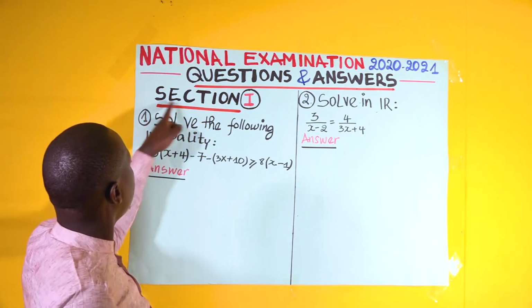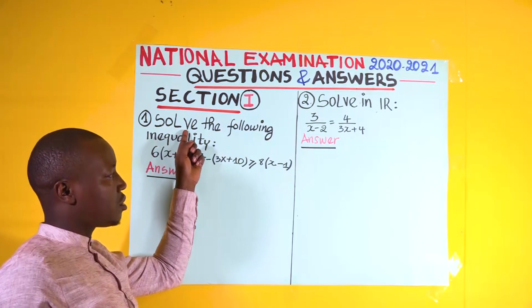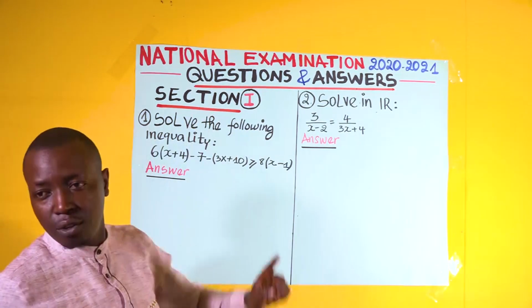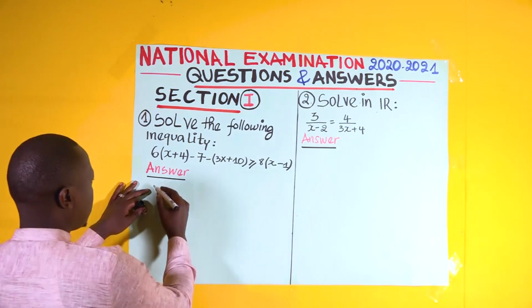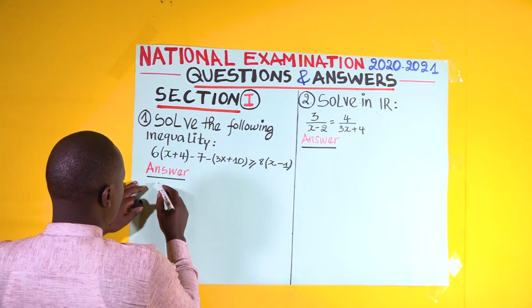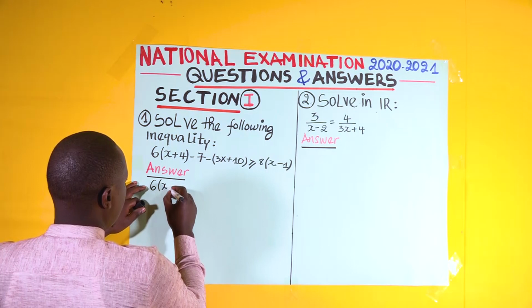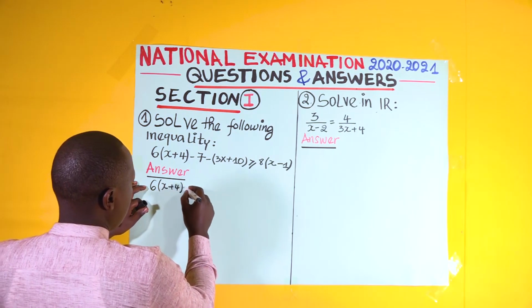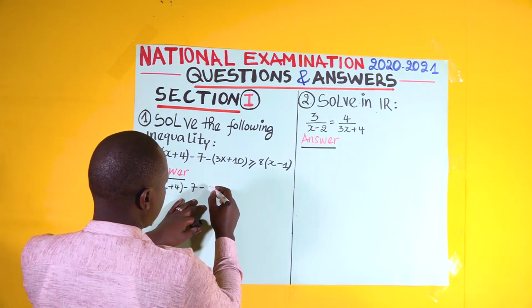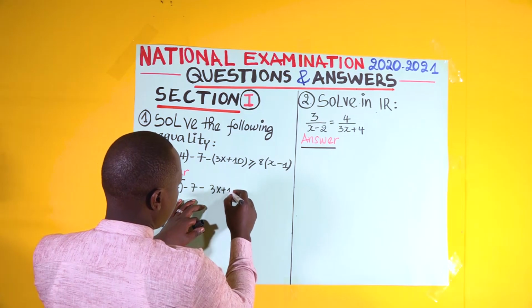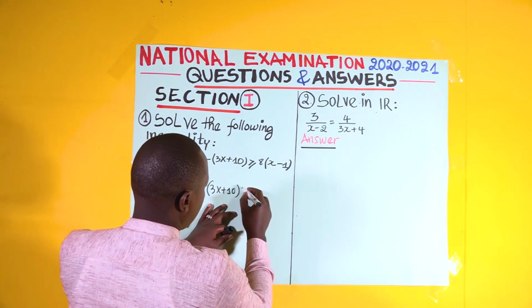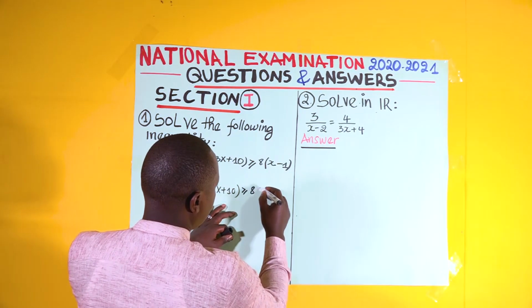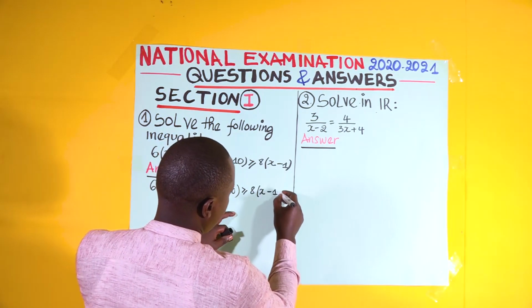So if you are asked to solve, you have to search for what? You have to search for the solution set. How? So 6 times (x plus 4) minus (7 minus 3x) plus 10 is greater than or equal to 8x minus 1, right?